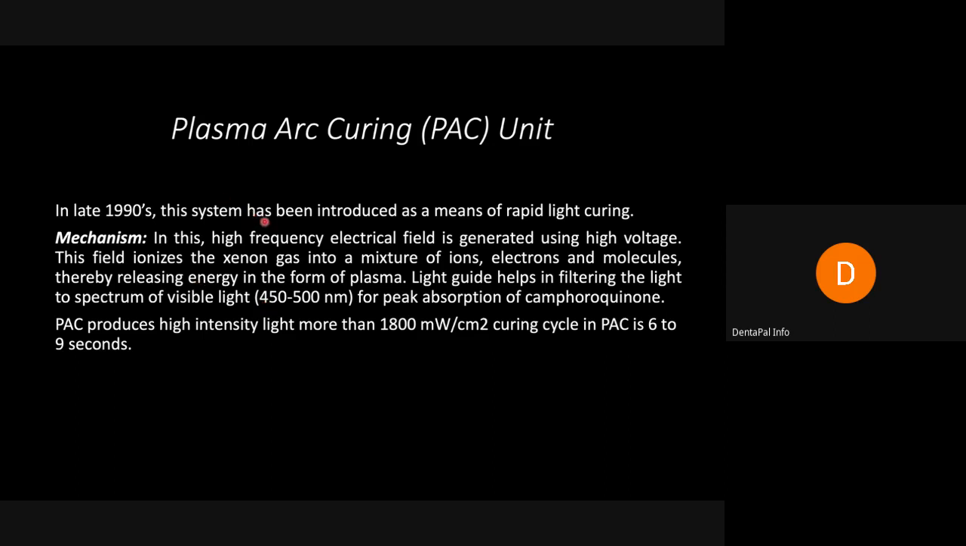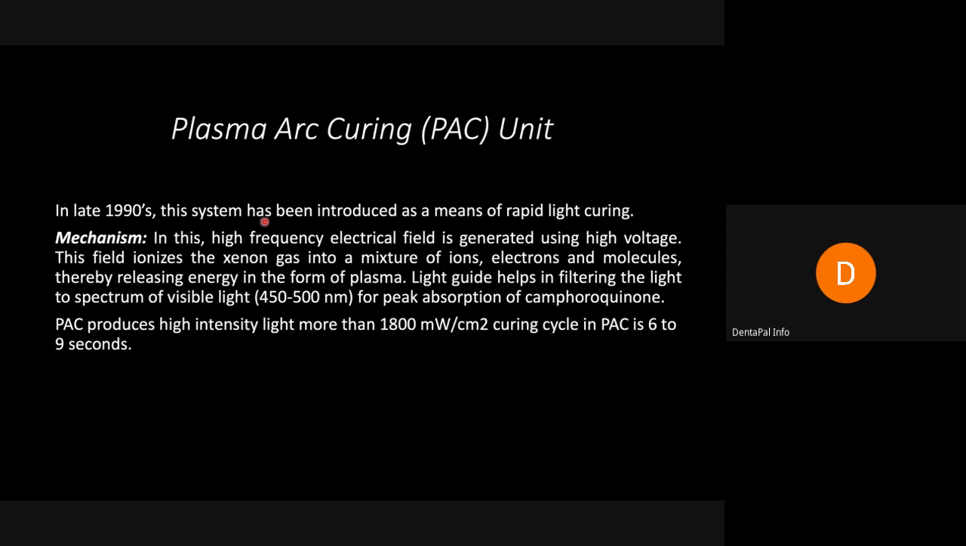The other type of curing system in dentistry is the plasma arc curing unit. It had been manufactured in the late 90s, and the system was introduced because it is a rapid light curing machine. So they were trying to fix the disadvantage of halogens by creating something that works quickly.